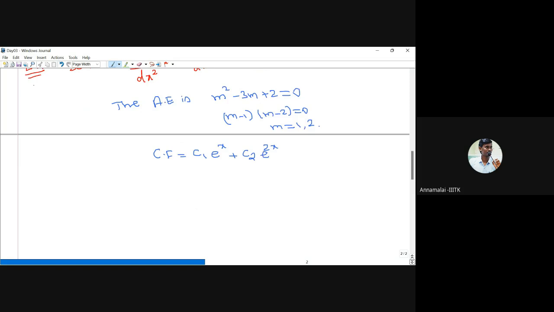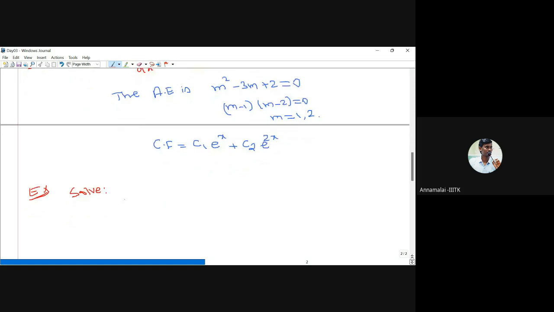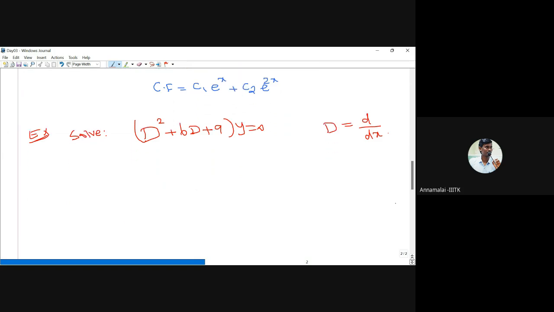Look at another example. Solve (D² + 6D + 9) y equal to 0. Either you can use the notation d²y/dx² or simply use the capital D. So where D is nothing but the derivative operator with respect to x. Either you can use this notation or this notation. Now, what is the solution?